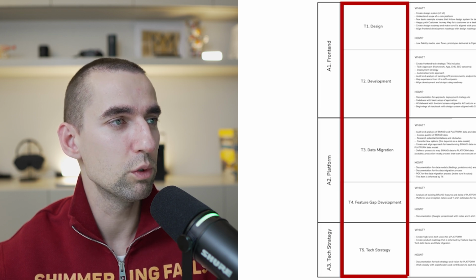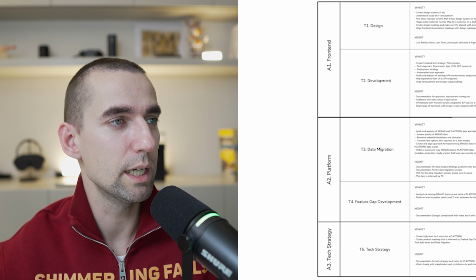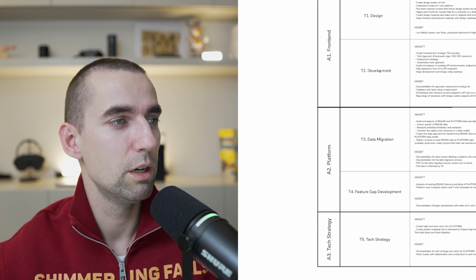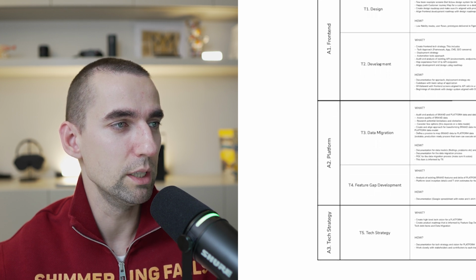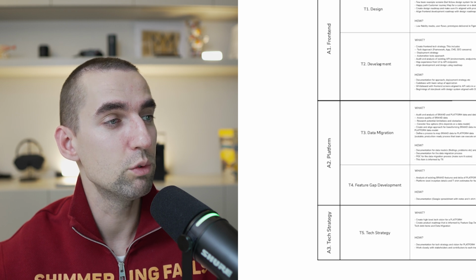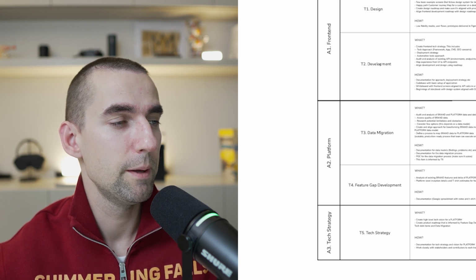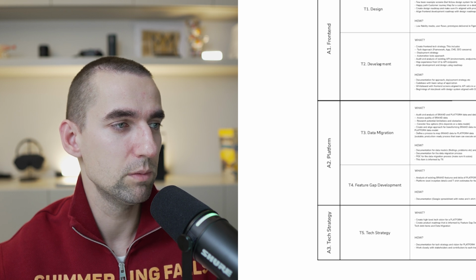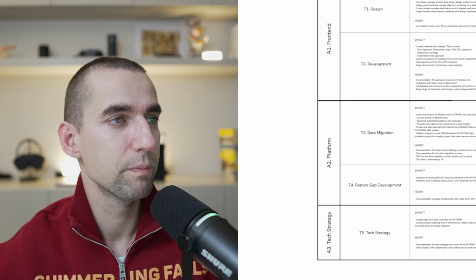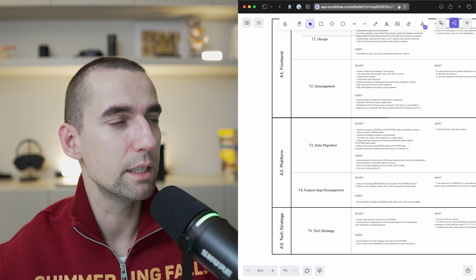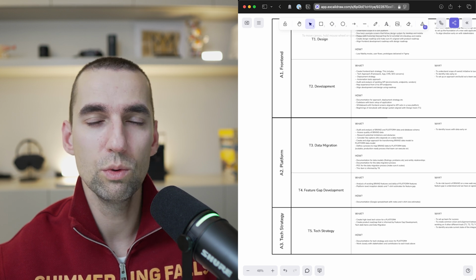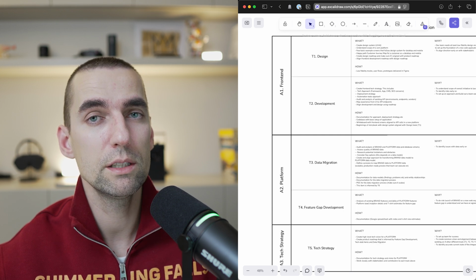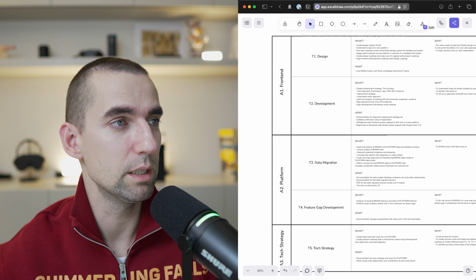For example, for a front end, there are track 1 design, track 2 development. For a platform, track 3 data migration, and track 4 feature gap development. Track 5 is a tech strategy. So it's one area, one track. Let's just look at each track and talk through why each one of them is needed, what it includes, and how to get it done.